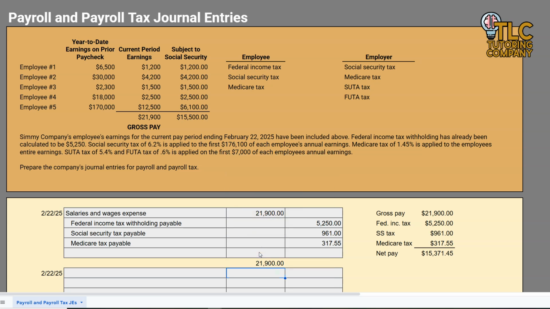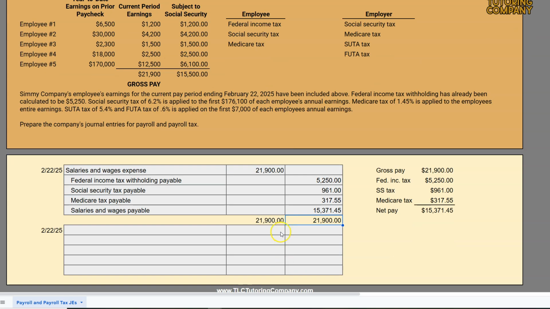which, just a reminder with debits and credits, let's just do this real quick. If we take a look at our total of our debits and our total of our credits, they don't equal. So we obviously have a plug here. That's going to be for the employee's net pay. So I'm assuming that we're not paying them the very next day or right away automatically. So this is going to be salaries and wages payable. $15,341.45. And now if we take a look with that plug, our debits equal our credits.